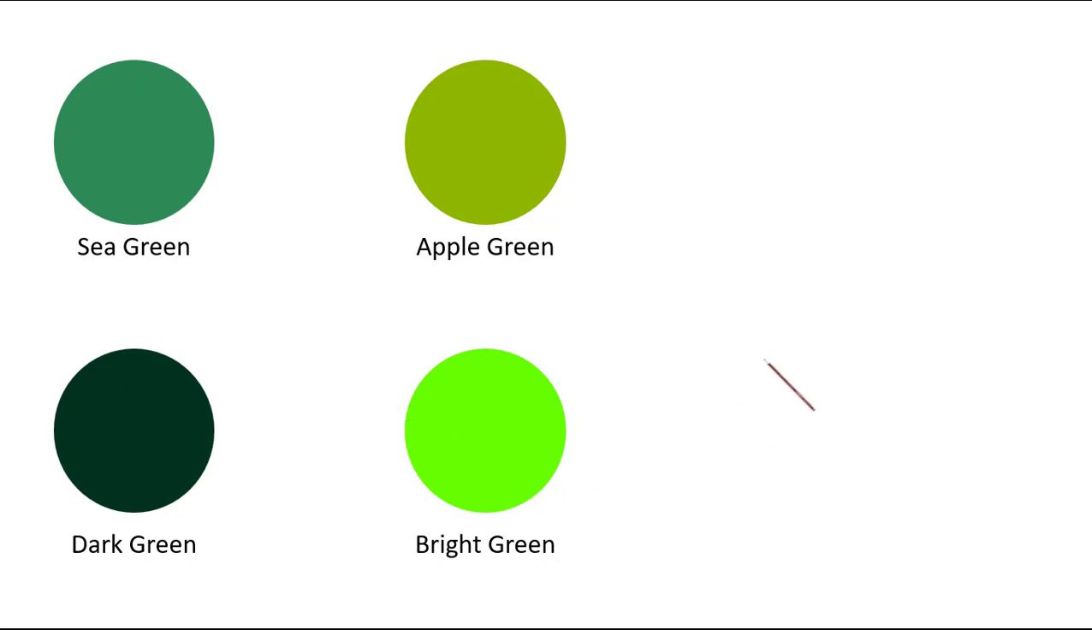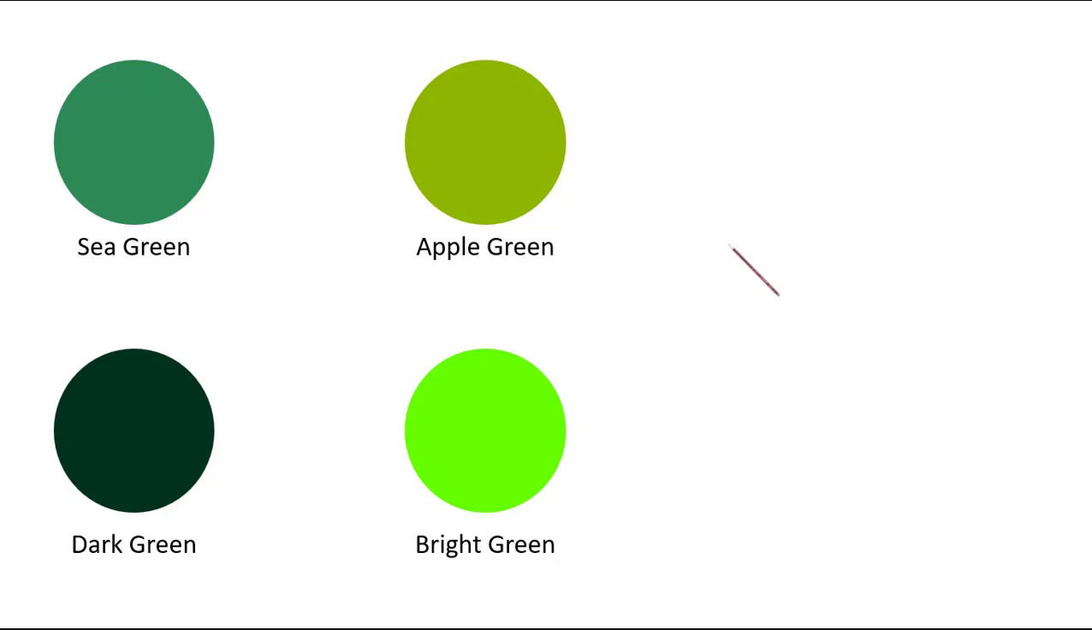Now, suppose I ask you, can you tell me what colors are these? The boys would say, this is green, this is green, this is green, and this is also green. And the girls would say, this is sea green, this is apple green, this is dark green, this is bright green. Wow. So there are so many different types of green also. But one thing that we can understand is that this dark green and bright green are totally different types of green. And this is also a sort of dark green, but not exactly dark.